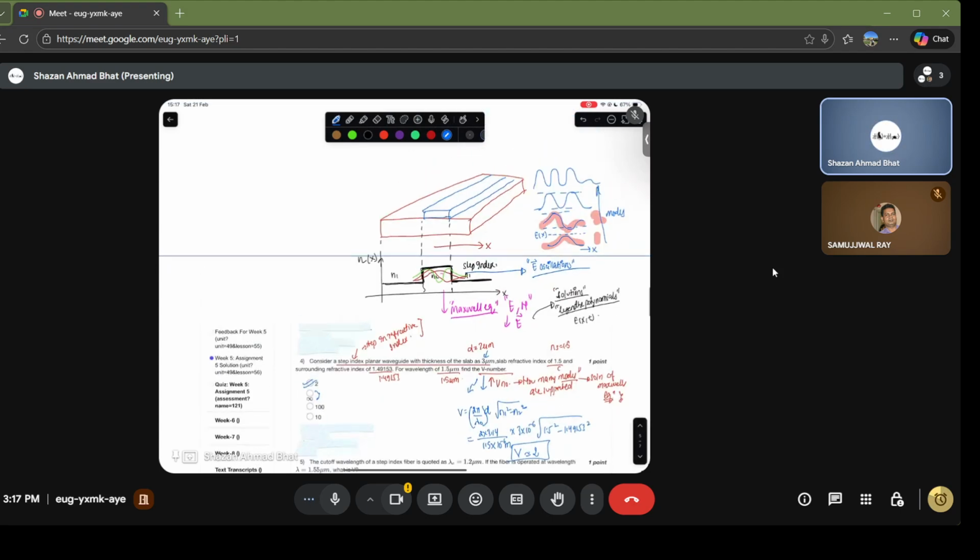So now you understood this question by considering the refractive index gradient as a function of x. Gradient means variation of this as a function of x.